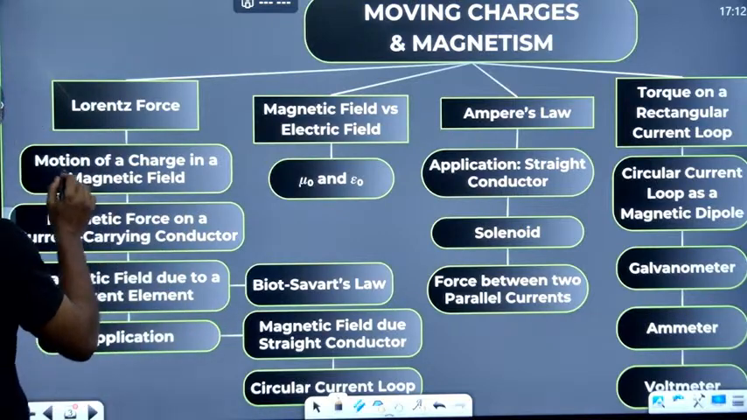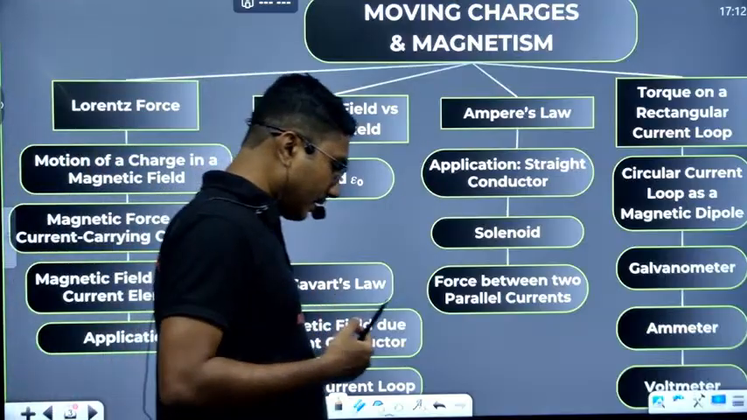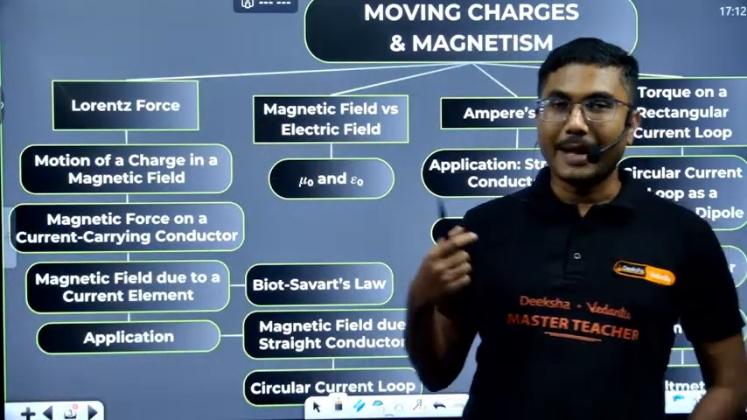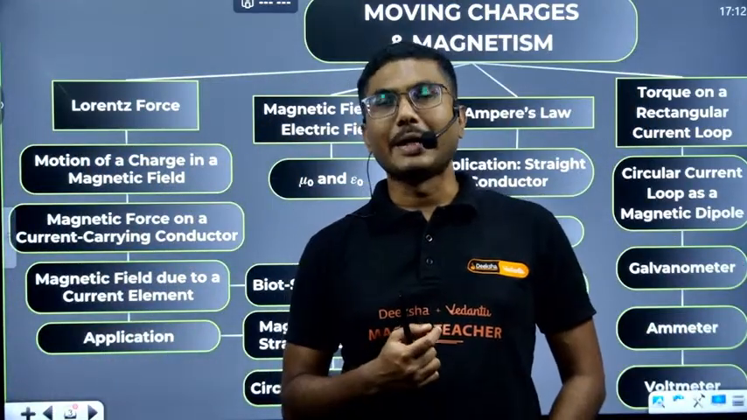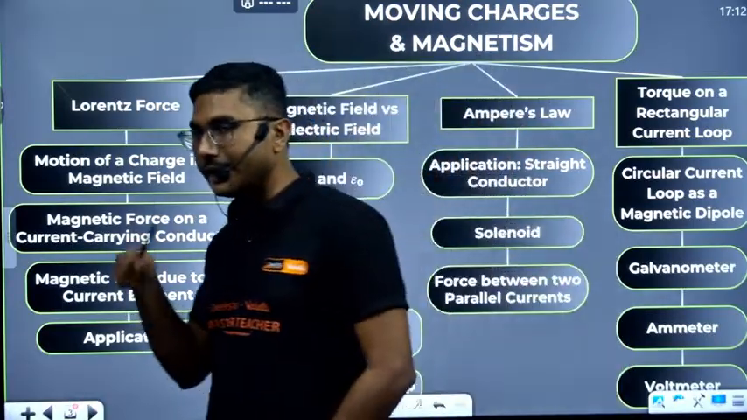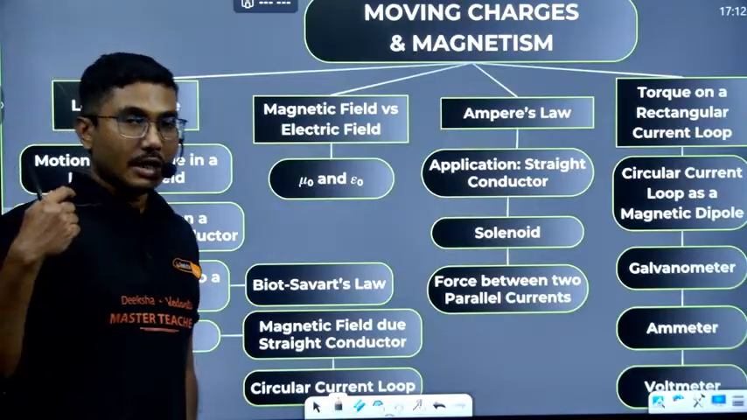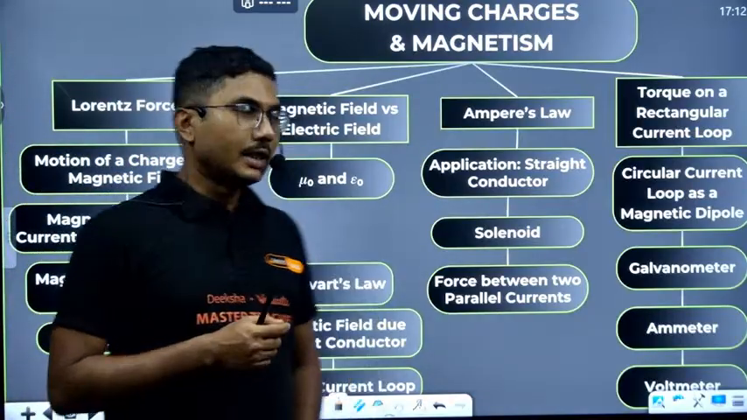Next is motion of a charge in a magnetic field. When only a magnetic field is present, the magnetic component of the Lorentz force makes the charge move in a circular path, right? We have calculated the radius of the circular path. We also have calculated the frequency and time period, etc.